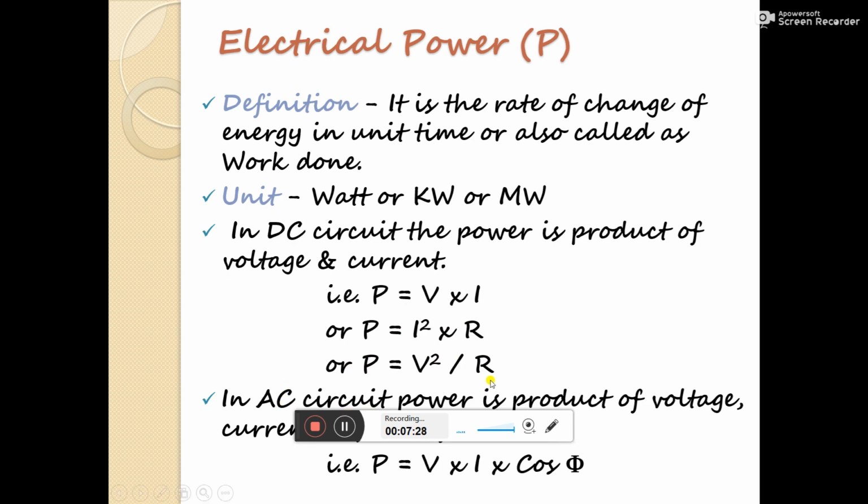In an AC circuit, power is the product of voltage, current and the cosine of the angle between them. That is, P is equal to VI cos phi.